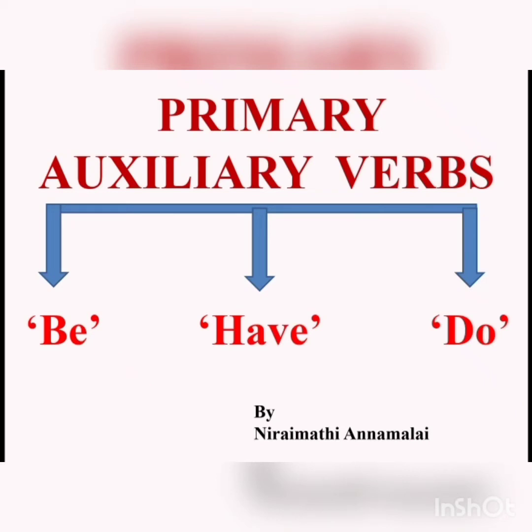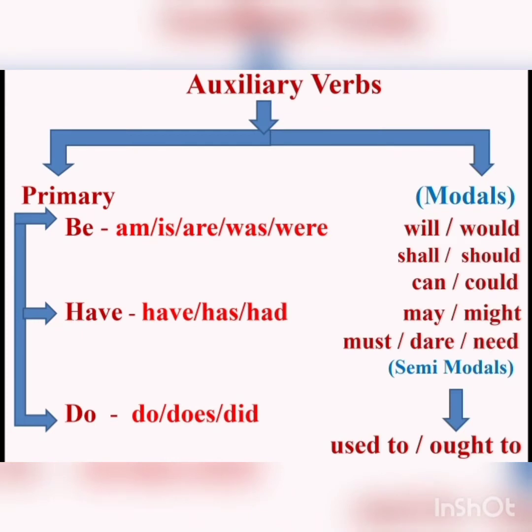In today's session, we are going to learn about auxiliary verbs. Auxiliary verbs are also known as helping verbs. They help the main verbs in the formation of sentences. Auxiliary verbs are classified under two heads. One is primary auxiliary and the other one is modals. In this session, we are going to concentrate only on primary auxiliary verbs. They are be verbs, have verbs and do verbs.